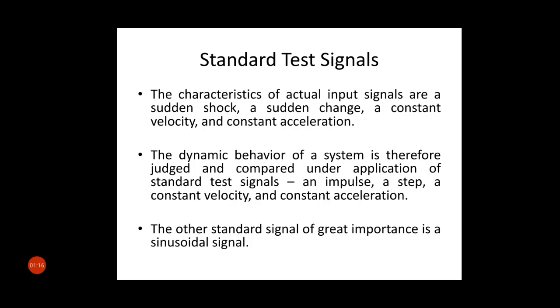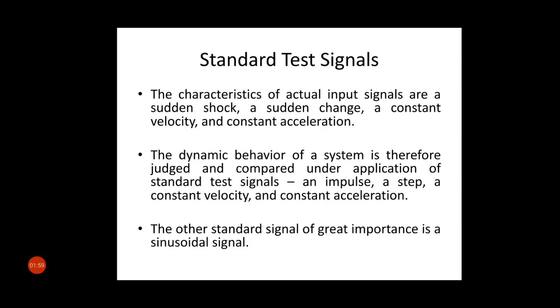The characteristics of these test signals are that they undergo certain shock, certain change, and they have a constant velocity, a constant acceleration. So these are the characteristics of the test signal. Certain change, certain shock, having constant velocity and constant acceleration, these four are the characteristics of the test signal. So the characteristics of the actual input signal are a sudden shock, a sudden change, a constant velocity and constant acceleration.